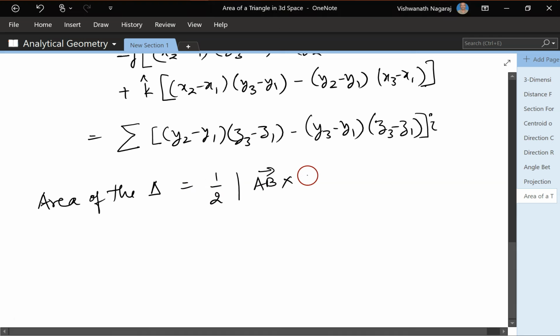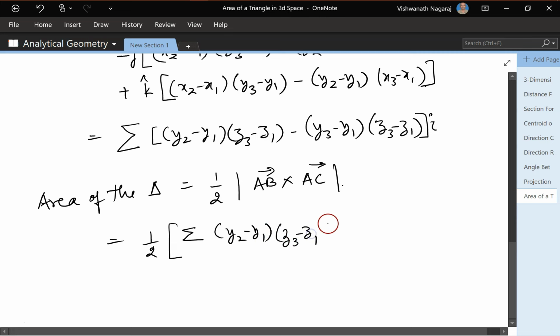So the area of the triangle is equal to half of the cross product of AB and AC. So the magnitude would be half of the square root of x squared plus y squared plus z squared. So summation of (y2 minus y1)(z3 minus z1) minus (y3 minus y1)(z2 minus z1), the whole square, and square root of.